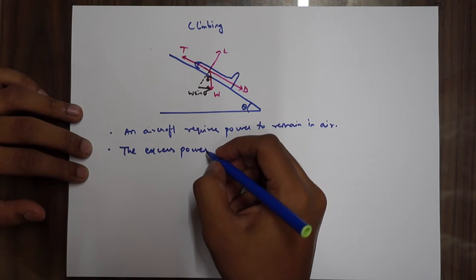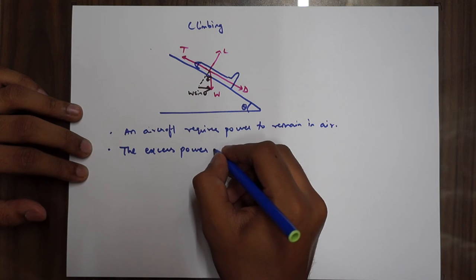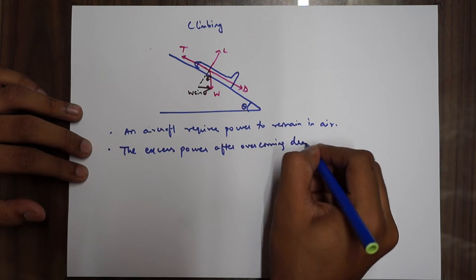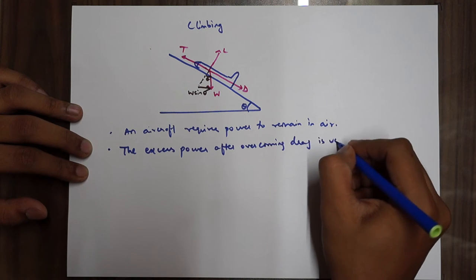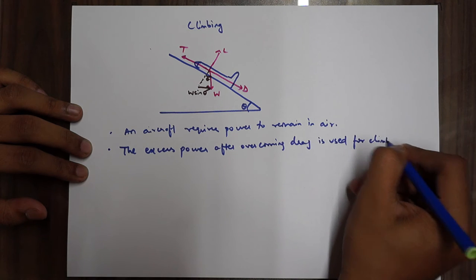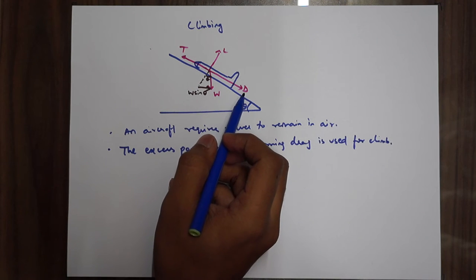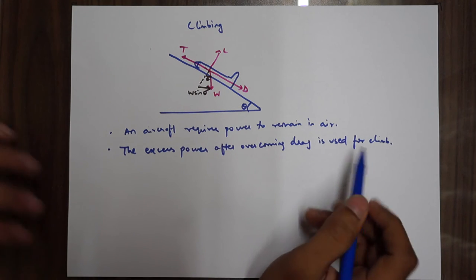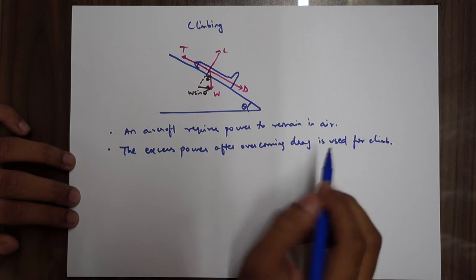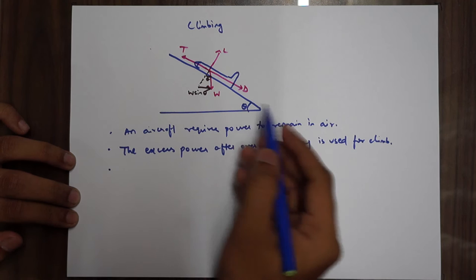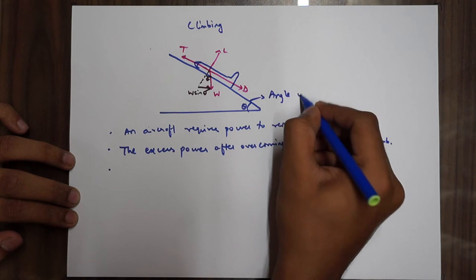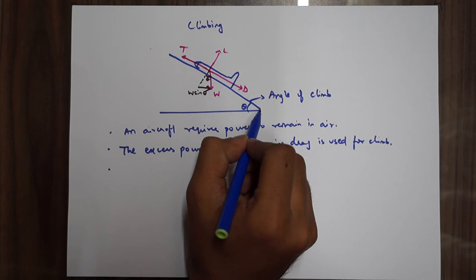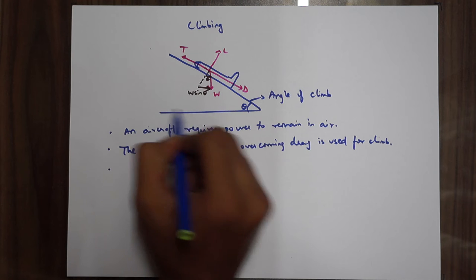the excess power that is available after overcoming drag is used for climb. So thrust has to first of all overcome the drag, and the excess thrust or the power that is available is then used for the climb. This is the very important point, how the aircraft is actually climbing. And as I mentioned, this is your angle of climb. It is the angle between the longitudinal axis of the aircraft, and the earth, horizontal.